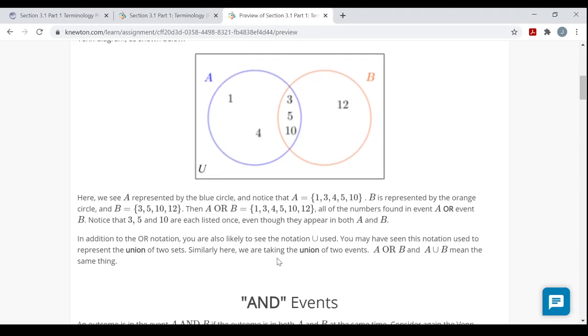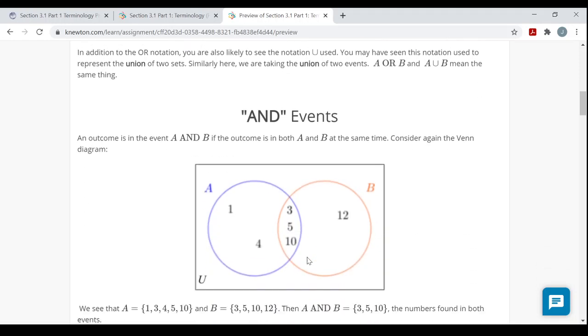As I mentioned, it's sometimes referred to as the union of two sets. So A or B may sometimes be symbolized as A union B, with this U-looking shape. You see this U shape between two events that represents the word or, the union of two sets.